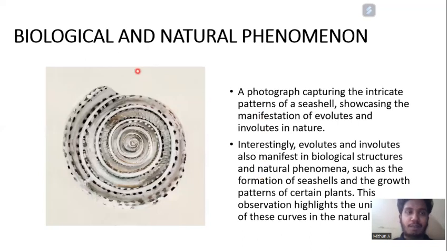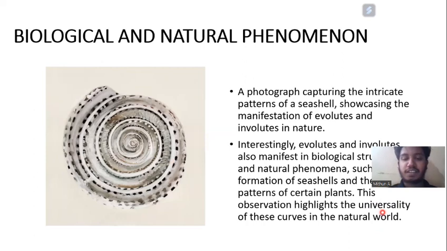So we have biological and natural phenomena here. A photograph capturing the intricate pattern of a seashell, showcasing the manifestation of evolute and involute in nature. Interestingly, evolutes and involutes are manifest in biological structures and natural phenomena such as the formation of seashells and the growth of certain patterns of plants. This observation highlights the universality of these curves in the natural world.